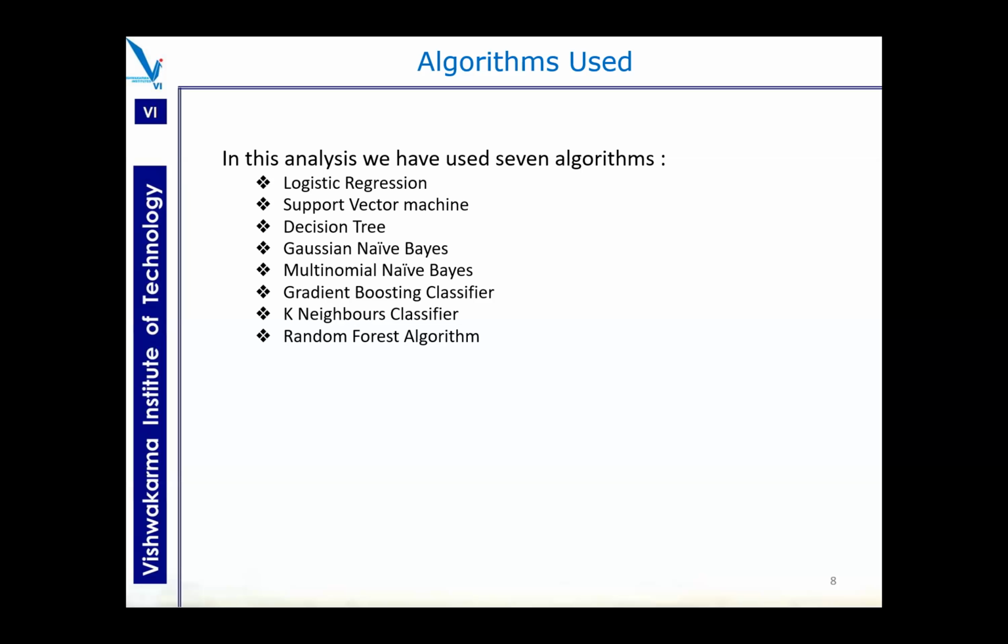This includes logistic regression, support vector machine, decision trees, Gaussian naive Bayes, multinomial naive Bayes, gradient boost classifier, k-nearest neighbor classifier, and the random forest algorithm. Amongst these, logistic regression is mainly used for classifying categorical data. We can classify our data points into different attributes. Support vector machine takes a hyperplane. In this model, we take a hyperplane which is composed of the many outliers of our data set and try to classify our data points into different categories.